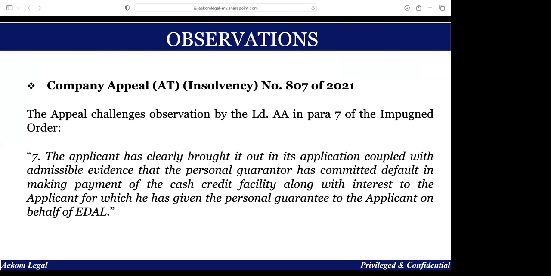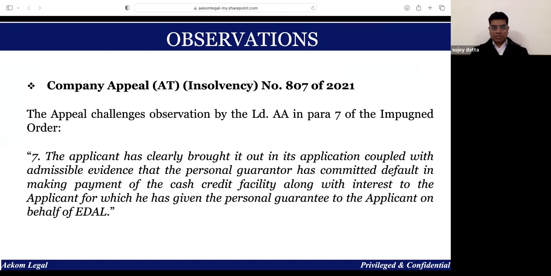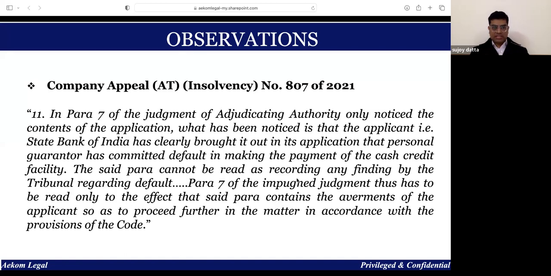That is my opinion. I share your opinion that the way that the sentence is framed, the applicant has clearly brought it out in its application, coupled with admissible evidence, that the personal guarantor has committed default. Generally it seems that the court has agreed with the applicant, but what was decided in this case was something contrary. What the court said was that in para 7 of the judgment, the AA only noticed the contents of the application.